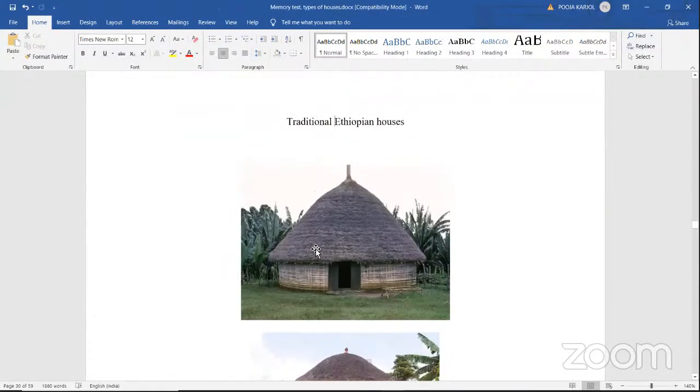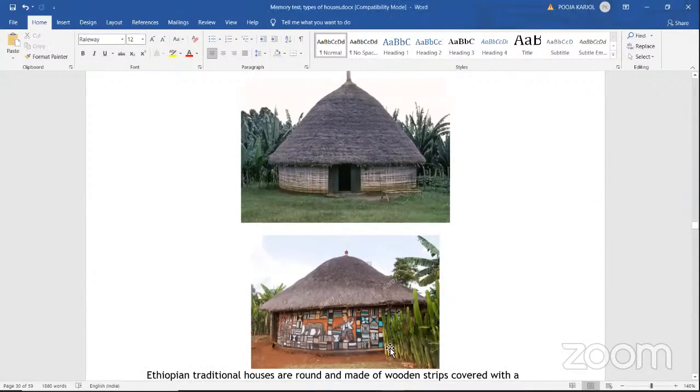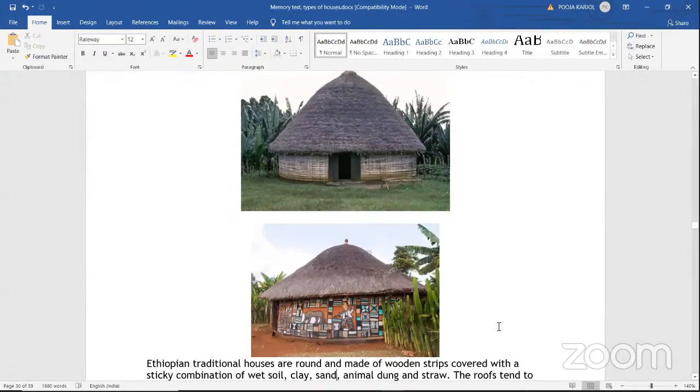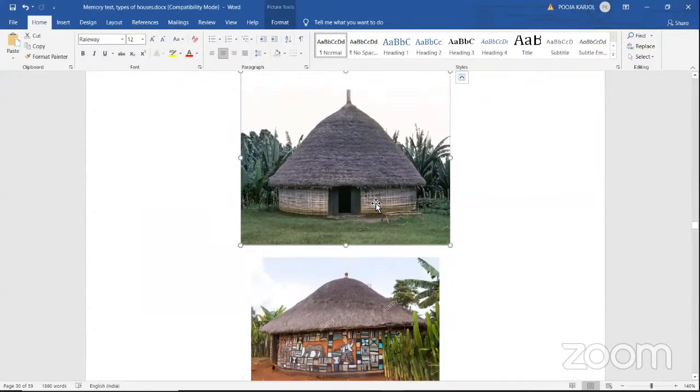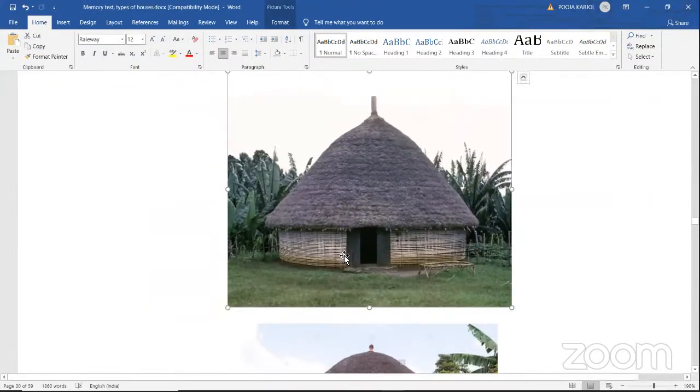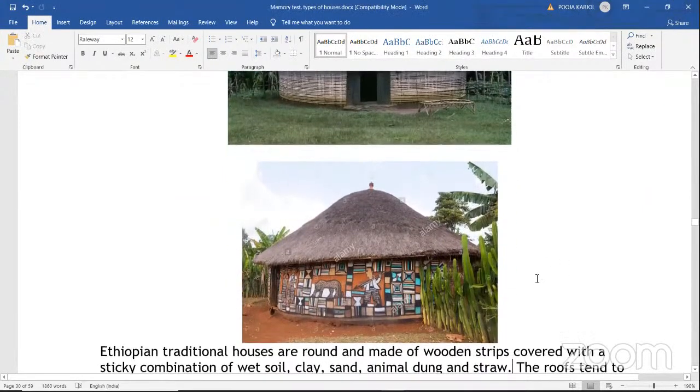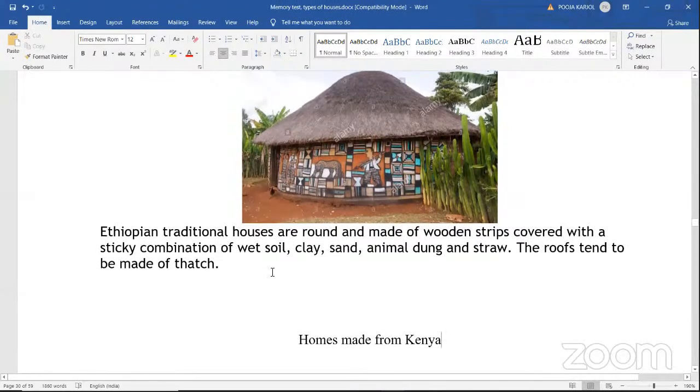Okay. Ethiopian houses, traditionally, they look like this. Sometimes they make wall art also. Ethiopian traditional houses are round and made of wooden strips covered with a sticky combination of wet soil, clay, sand, animal dung, and straw. If you can see here carefully, you will see that they are strips, wooden strips which are joined together by a sticky combination of wet soil, clay, sand, animal dung, and straw. Again, this is a thatched roof.